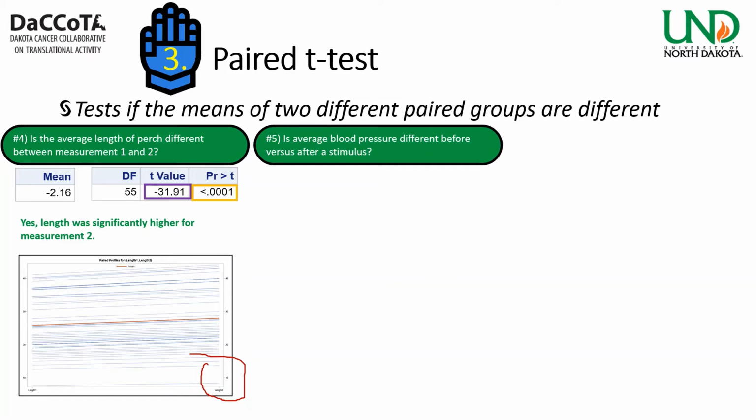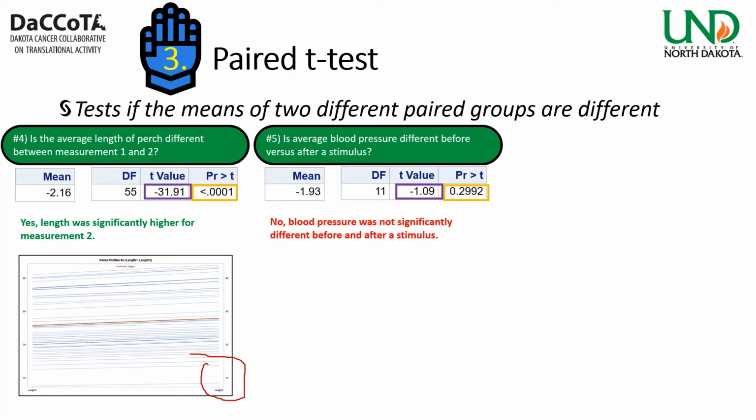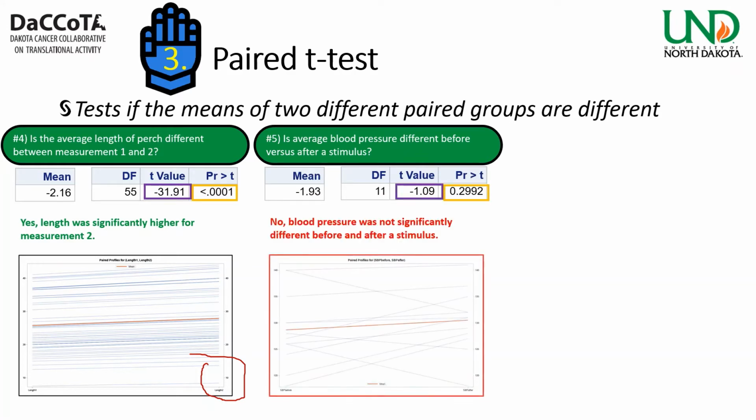Okay, let's look at blood pressure difference before and after a stimulus. So we find that this isn't significant. So we see here that while some may have gone up or down, this line here is pretty much flat.